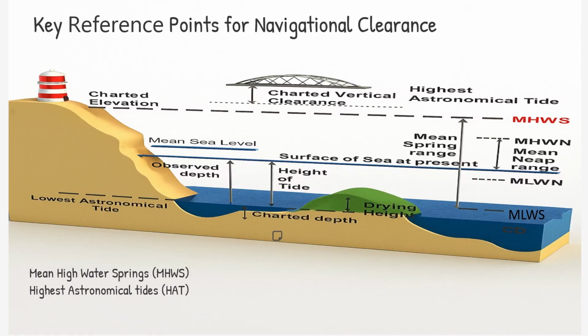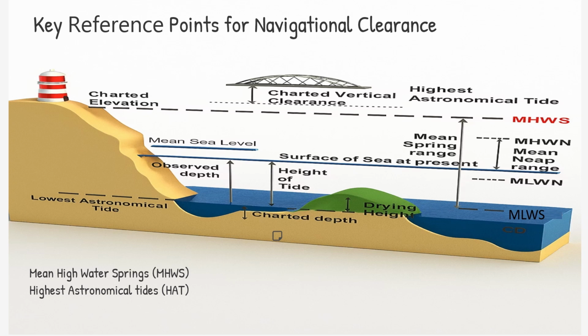I'm sure many of you are already familiar with this image. It's commonly found in nautical publications. Here, as you can see, the charted vertical clearance of a bridge or power cable is usually measured from the highest astronomical tide. However, in the United States, it's referenced from the mean high water springs.